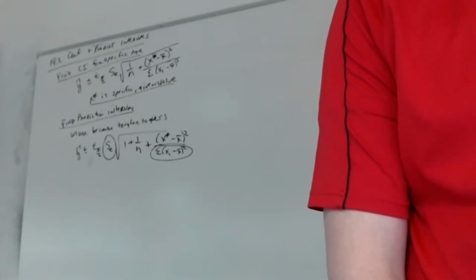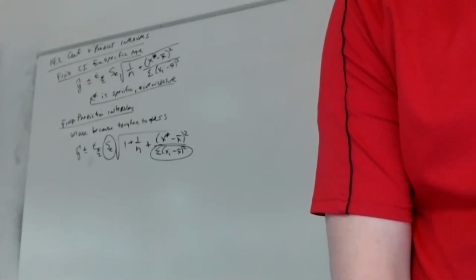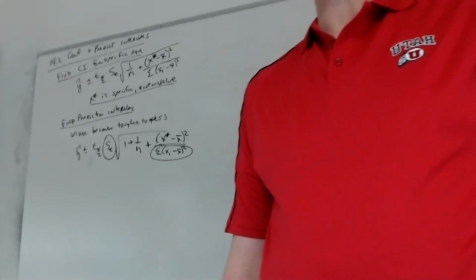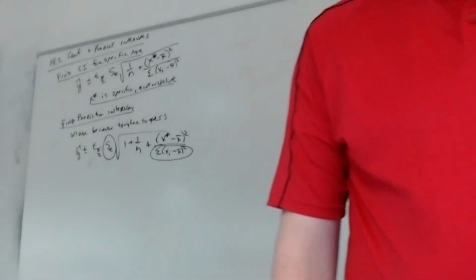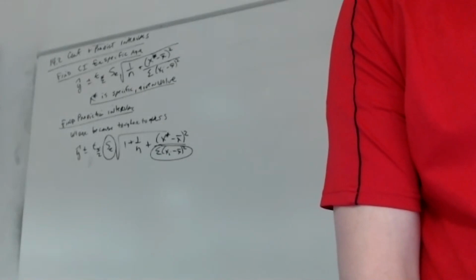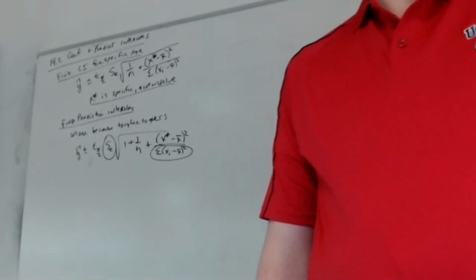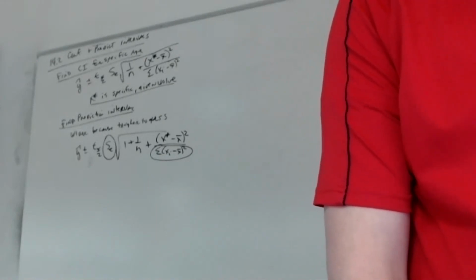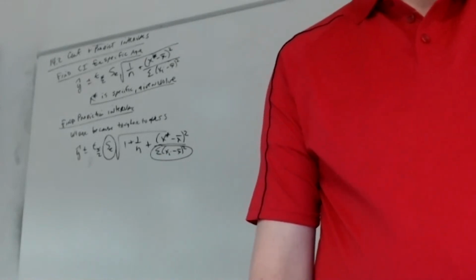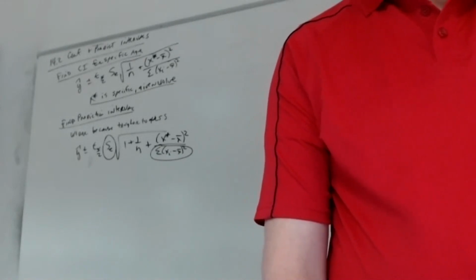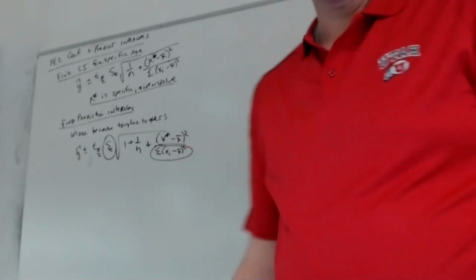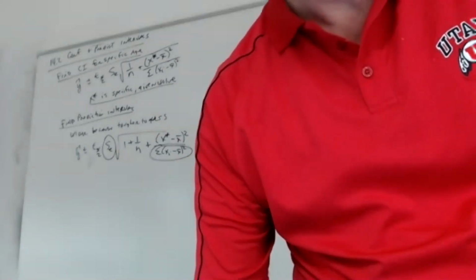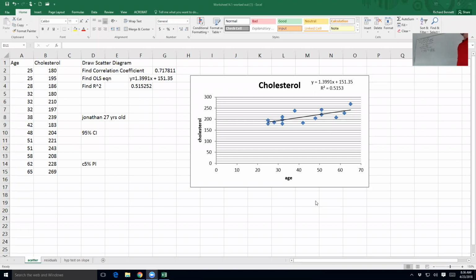Jonathan is 27 years old. Would you like to know what your cholesterol should be according to here? We're going to do a 95% confidence interval, and we're also going to do a 95% prediction interval. Now, let's look at my... oh, I'm not sharing. We're going to find out what Jonathan's confidence interval and his prediction interval should be.